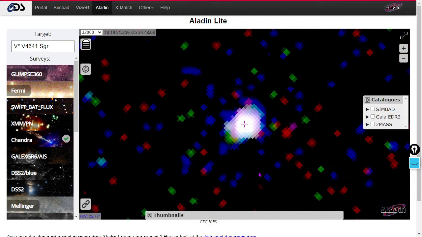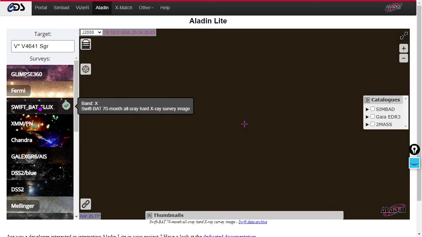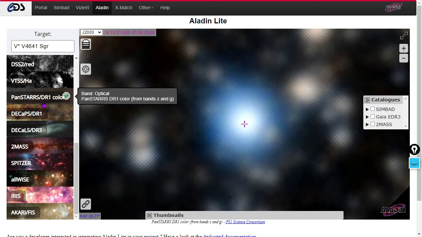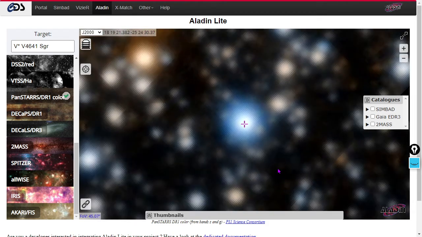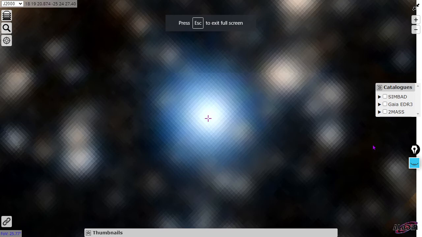And there it is in X-ray. You can see it's a bit of an oblong X-ray source here. Not perfectly symmetrical. How about the XMM Newton? How about the Swift BAT X-ray flux? Nope. How about on Pan-STARRS? And actually a great view there, a pretty high resolution view of it on Pan-STARRS. That's today's random object.